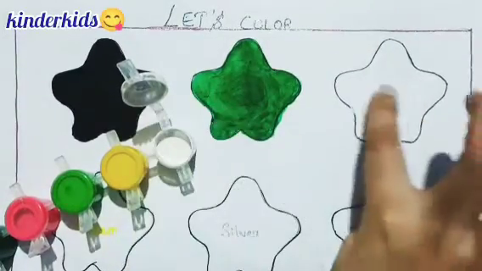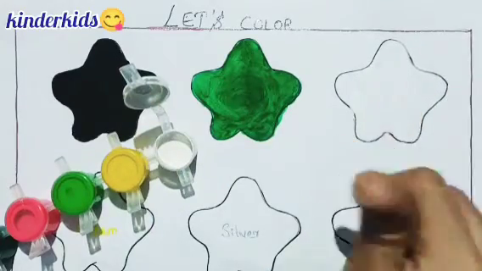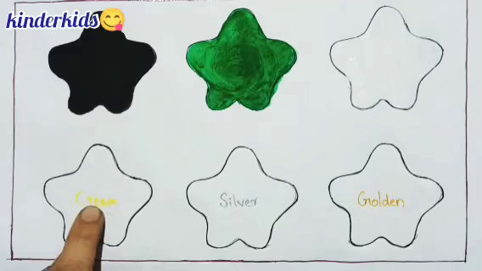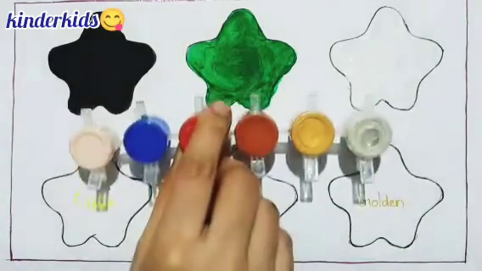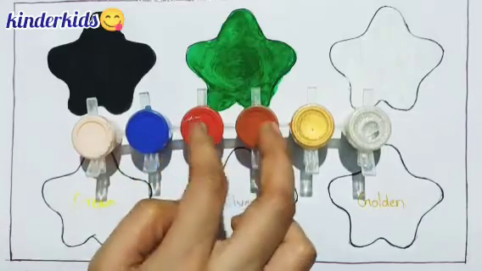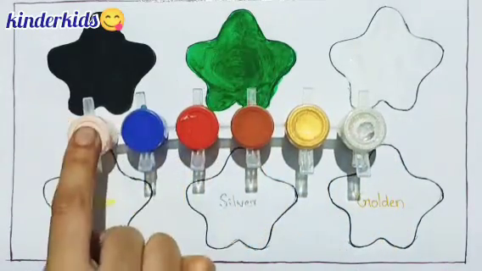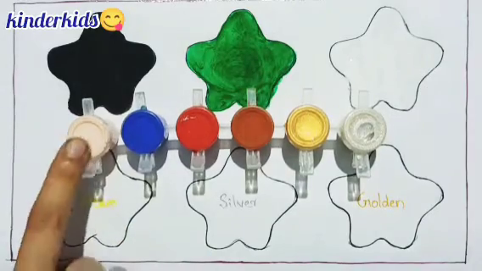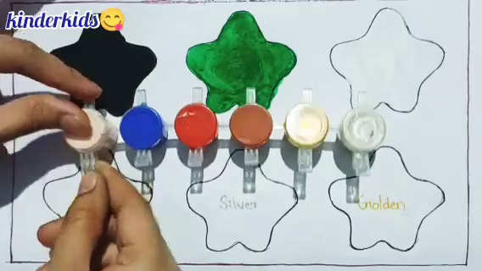White color, where are you? Here I am, you can see me. C-R-E-A-M, cream. Let's find out cream color. Cream color, where are you? Here I am, you can use me. So let's color cream now.